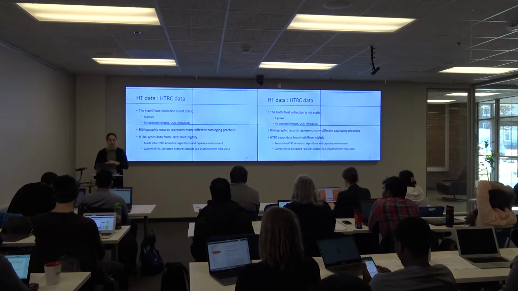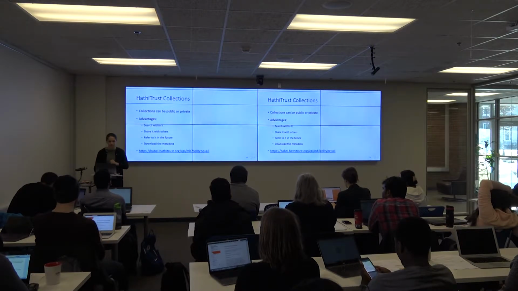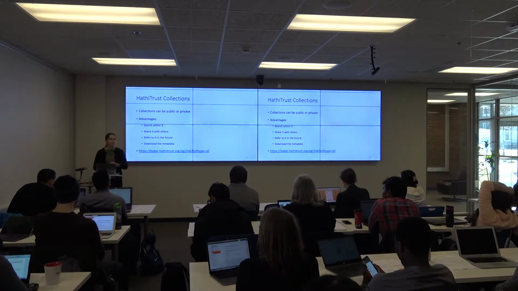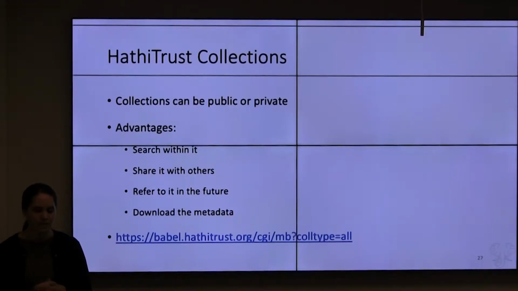And then periodically we do a snapshot of the collection to create the extracted features data set. All right, so the first place that a lot of researchers start when trying to create a set of materials that they want to work with from the digital library is by creating a collection in the HathiTrust Digital Library. Collections can be made public or private. You can search within them, you can share them, you can refer to them in the future, and you can also download the metadata for your collection.